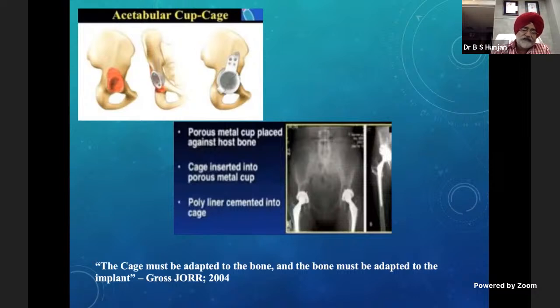Though the cage must be adapted to the bone, and the bone must be adapted to the implant. This is how we put the liner: it is cemented into the cage. So we put three things: one is the cup, then the cage, then the liner.